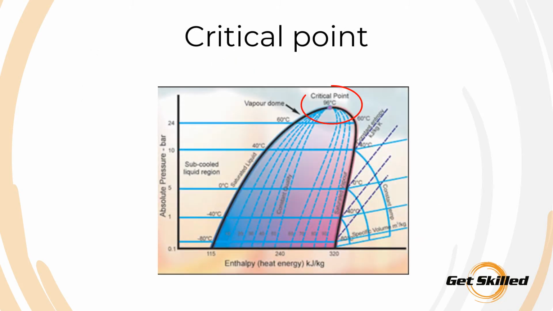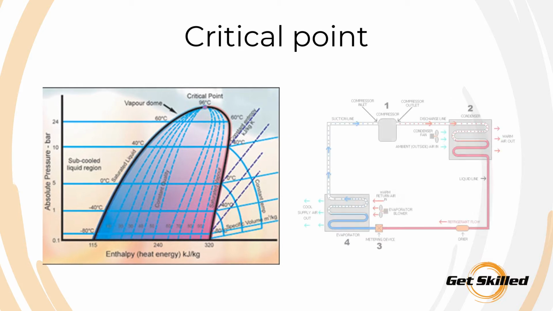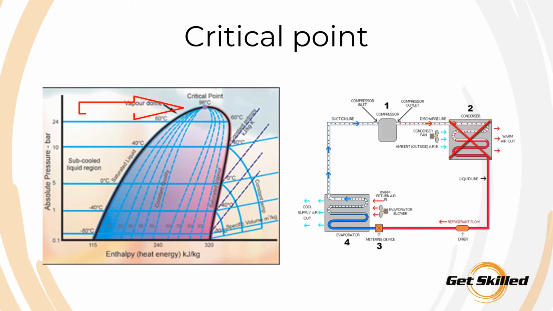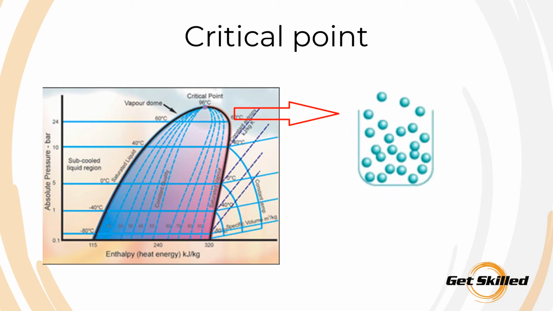The critical point can be seen on a pressure enthalpy chart. The refrigerant will not condense at above this point of applied pressure. It is a vapor regardless of how much more pressure is applied.